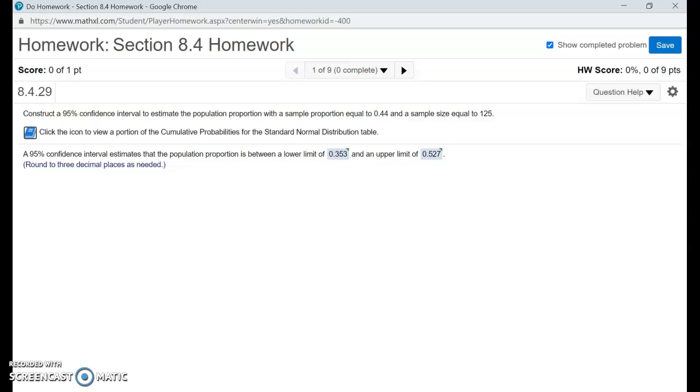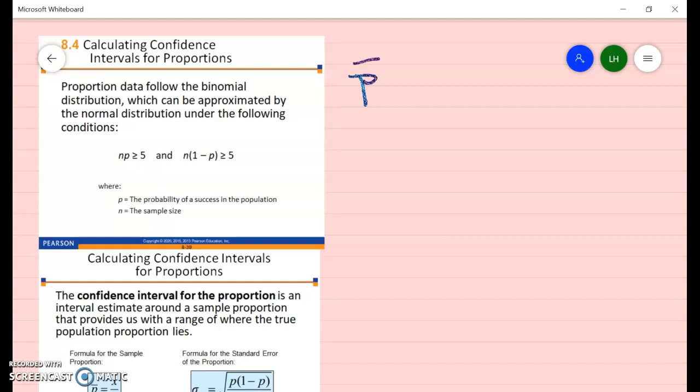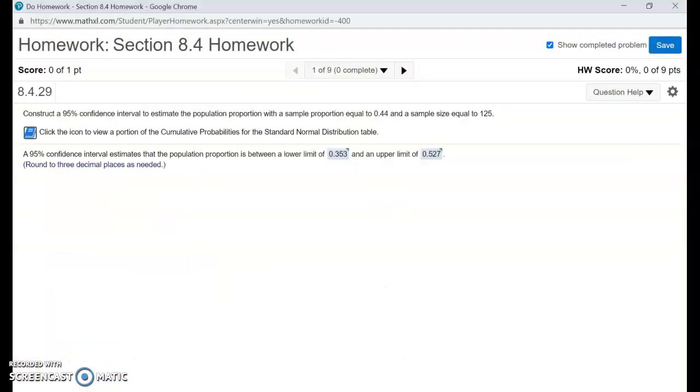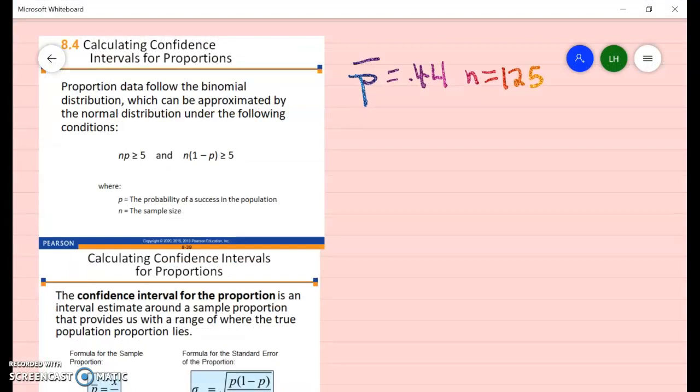Okay, let's look at section 8.4. Let's go ahead and start looking at some problems here. We want to construct a 95% confidence interval to estimate the population proportion with a sample proportion equal to 0.44 and a sample size equal to 125. Let's write that down. And we want a confidence interval of 95%.